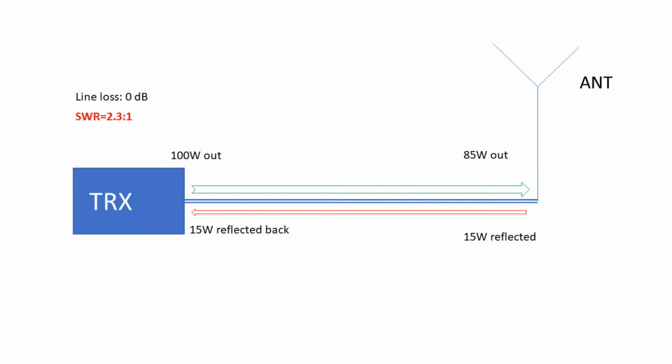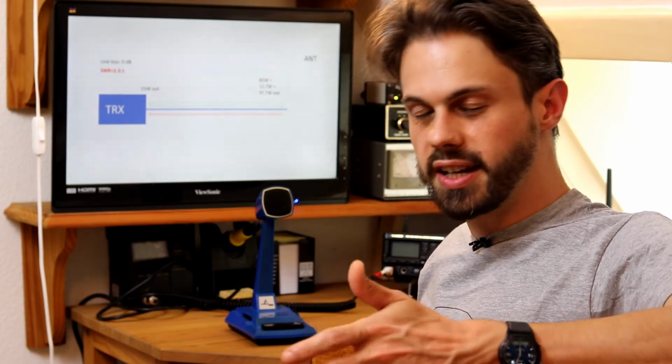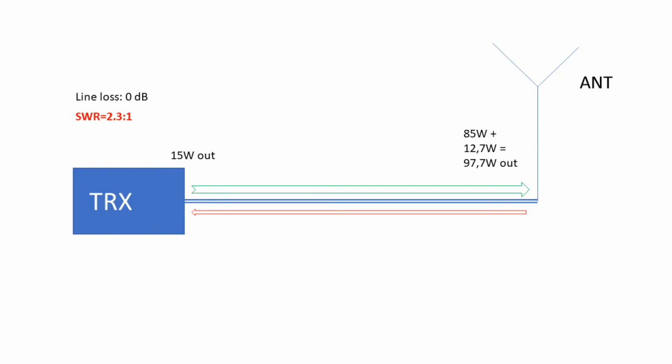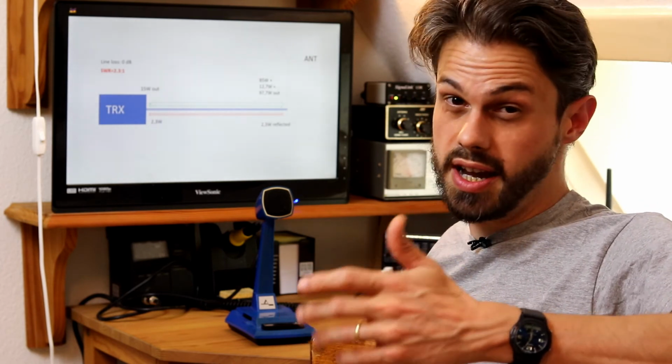15 watts are then reflected back. What happens now is that these 15 watts get reflected back again at the transceiver end towards the antenna, which then adds to the 85 watts. So you have 97.7 watts out. And the same cycle repeats actually. So at the end, if you have a zero loss feed line, all the power will be radiated eventually, even though you have a higher SWR.